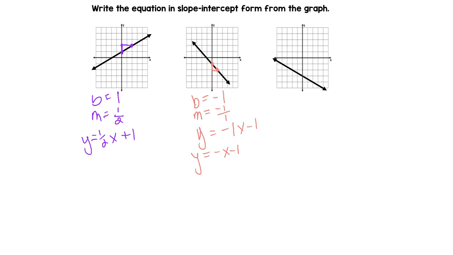Very last one, our y-intercept here is negative 1, 2, 3. And we need to get the slope to over here. So slope is down 1 over right 2. Y equals negative 1/2 x minus 3.